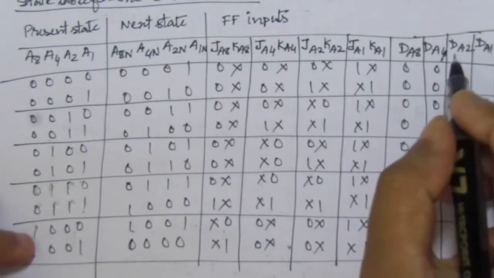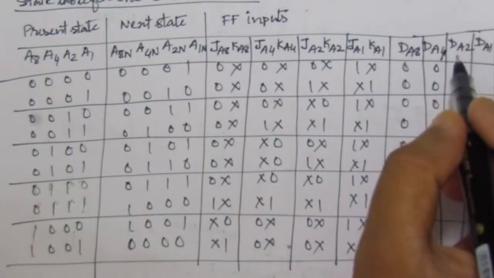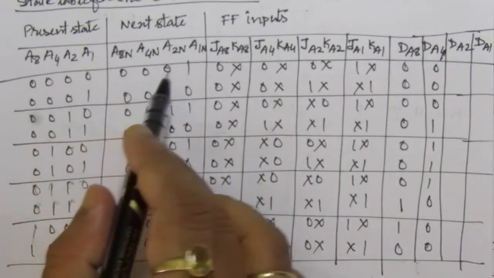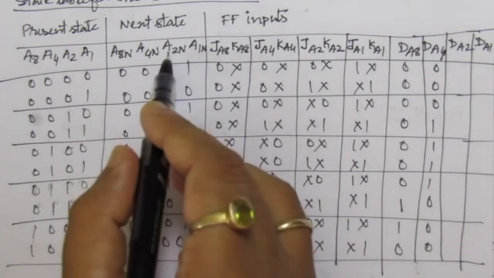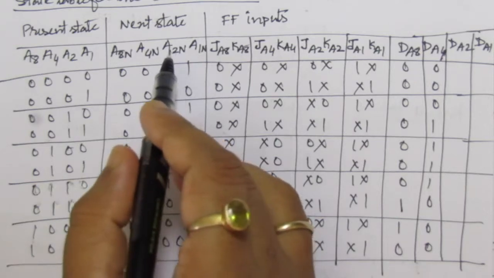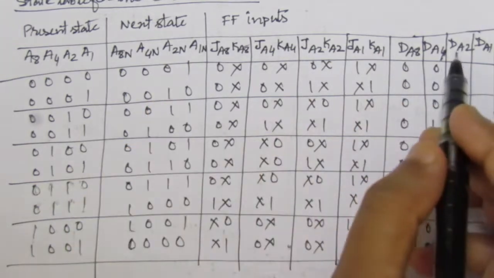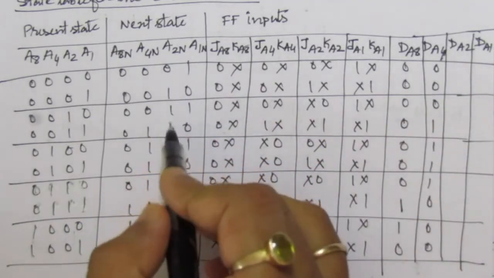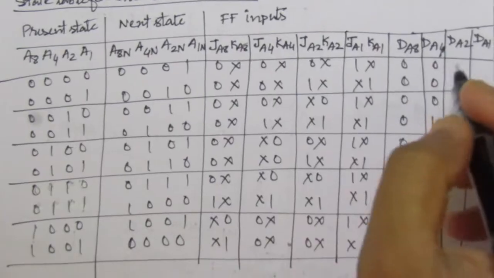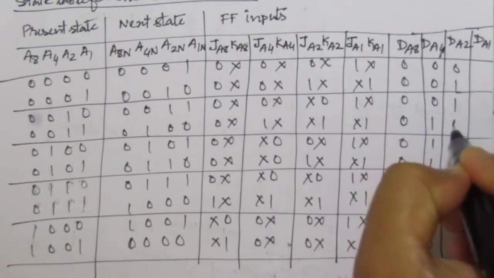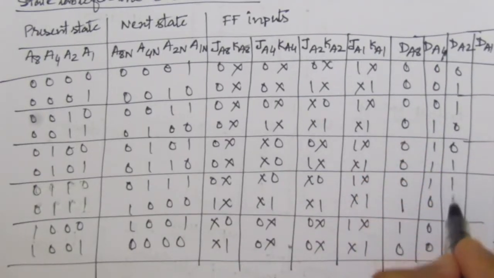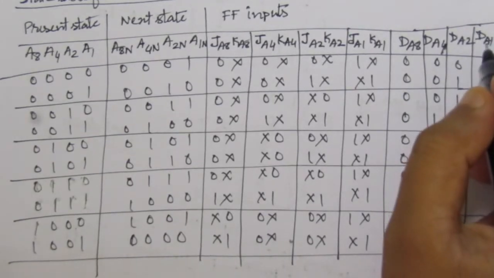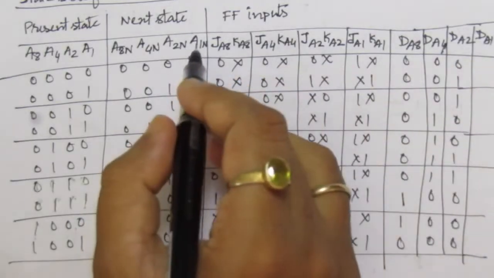Now we have to find out the second D flip-flop. This column will be the same as the seventh column, that is 1 2 3 4 5 6, seventh column. So this A2N, the next state of the second flip-flop, will be equal to the input of the second flip-flop. Here we'll have 0 1 1 0 0 1 1 0 0 0 0 1 1 0 0 1 1 0 0 and 0. Similarly, for the first flip-flop, this input will be equal to this next state output.